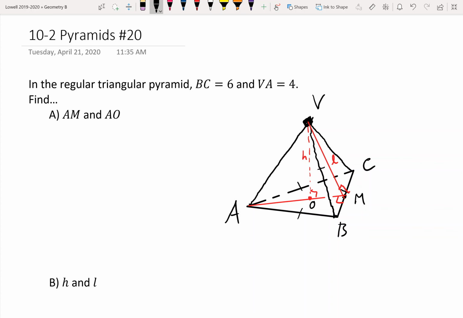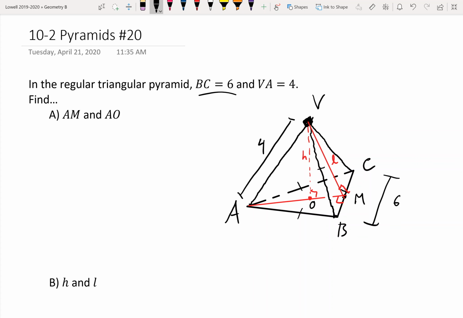Alrighty, so here's another homework problem. In this problem, we have a regular triangular pyramid. I've drawn it here, or as best as I could, where BC, which is the length of this edge, base edge right here, is 6, and VA, which is this lateral edge here, VA, is 4.